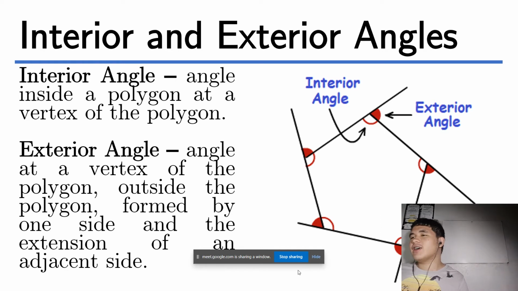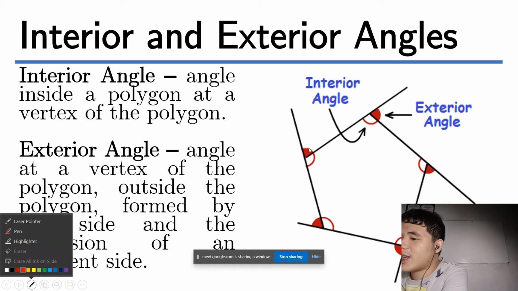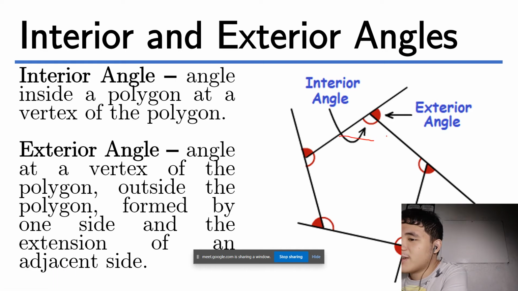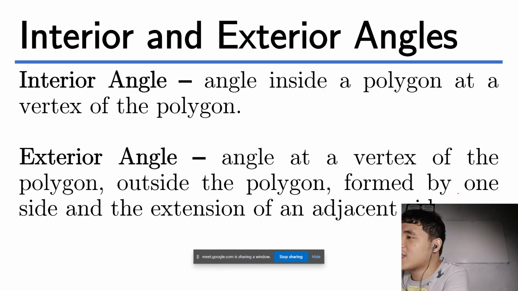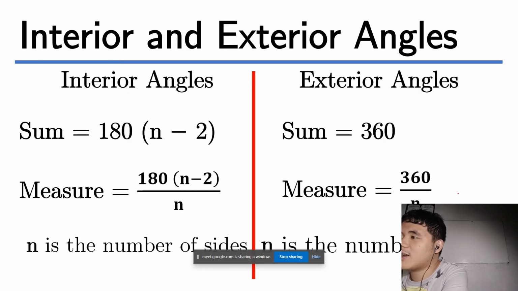Una-una, interior angle, na-encounter na natin to sa triangles discussion natin. Basta ang interior angle, angle inside a polygon at a vertex, no? Parang dito. Yan. Then exterior angle, sabi natin dati, formed by the extension of a side. Tas adjacent siya sa interior angle, no? So, yan. Yan ang exterior angle. Okay? Then, ito, just a few formulas, no?